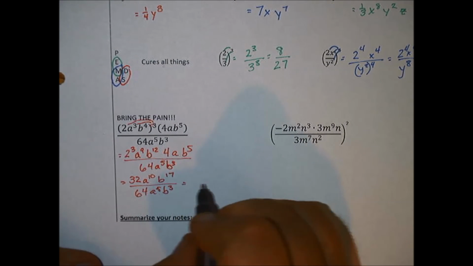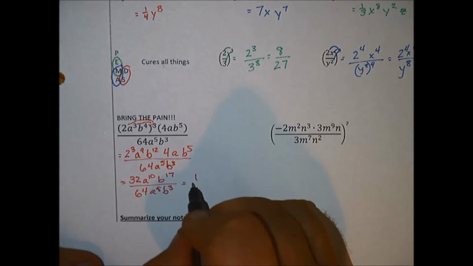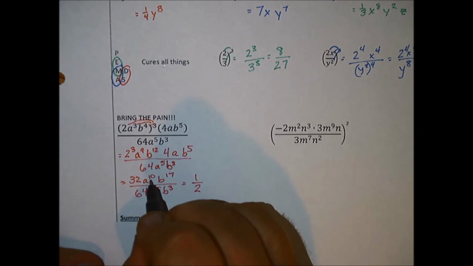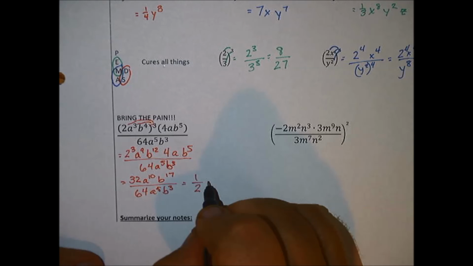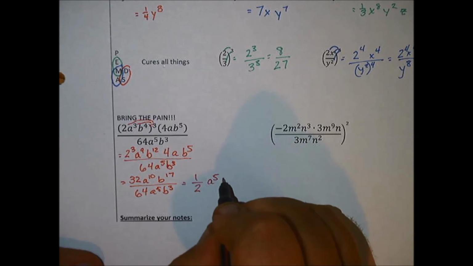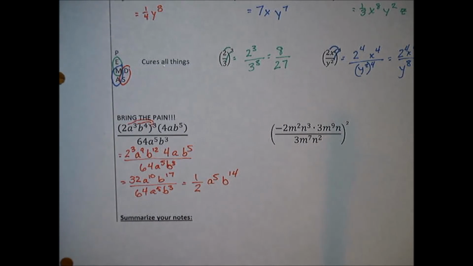Okay, but let's go ahead and look at this. Let's deal with the numbers. That's just going to be 1/2. All right. 10 minus 5. That's a to the 5th. 17 minus 3. That'll be b to the 14th. Go ahead and pause the video. Try the last one.